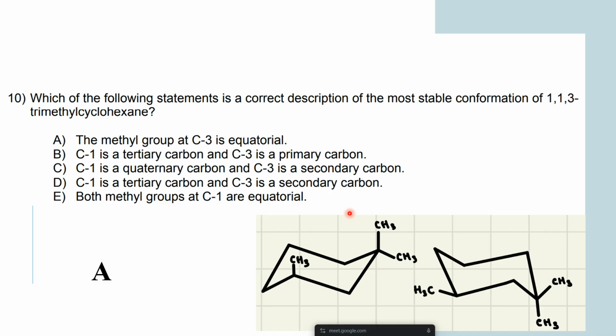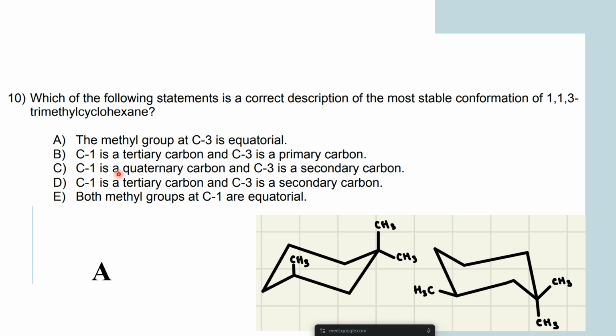Hence, now we will go back to the question and read the statements. The first one says the methyl group at C3 is equatorial. Yes, in the stable conformation, the third position methyl group is equatorial. Option B says C1 is a tertiary carbon and C3 is a primary carbon. C1 is a tertiary carbon, but C3 is not a primary carbon. It is attached to three different alkyl groups. Hence, we cannot call it a primary carbon.